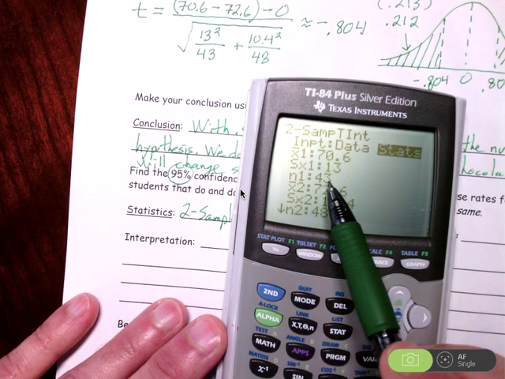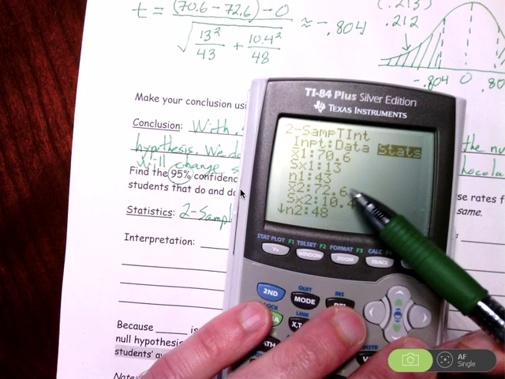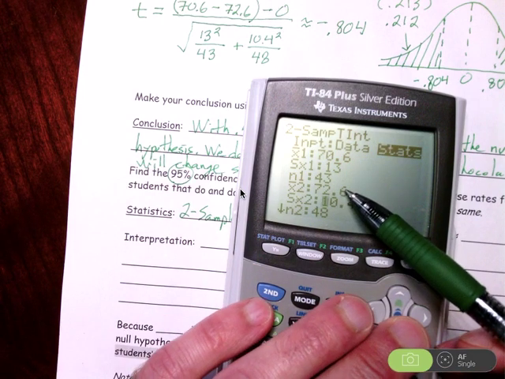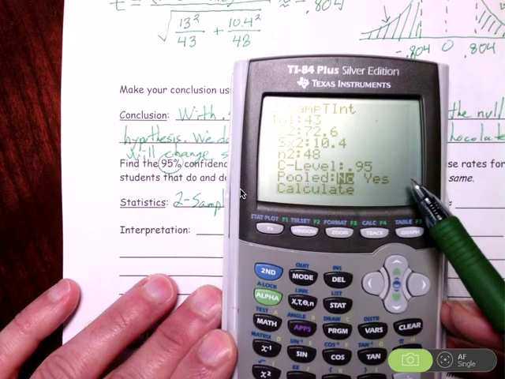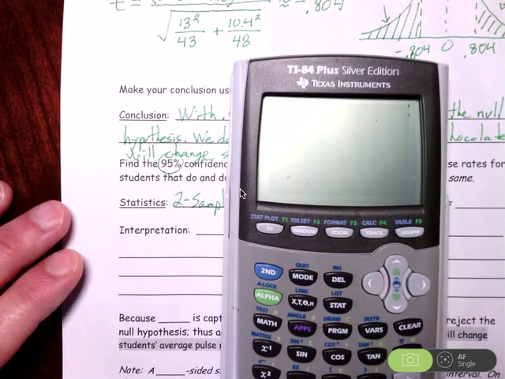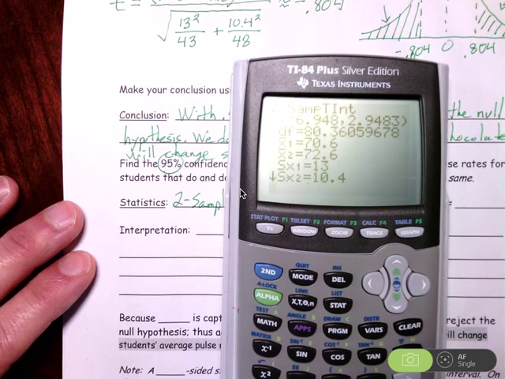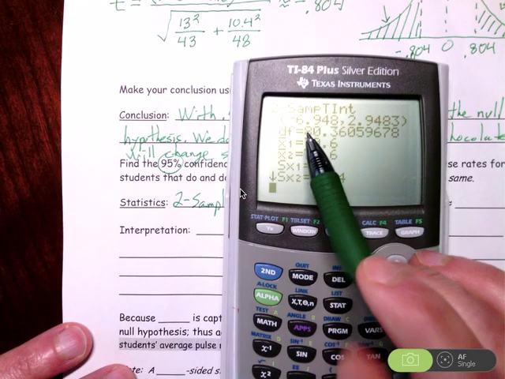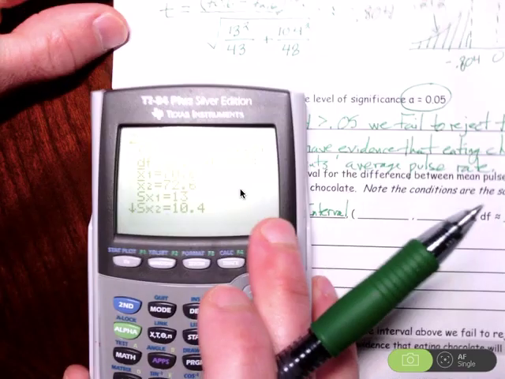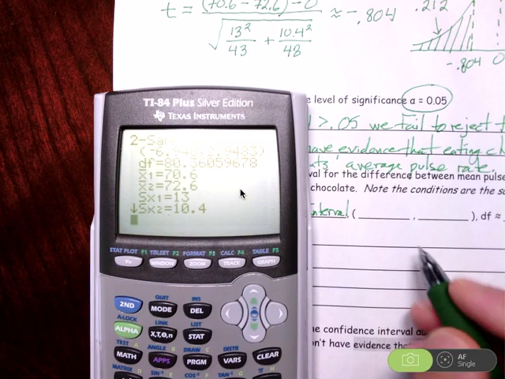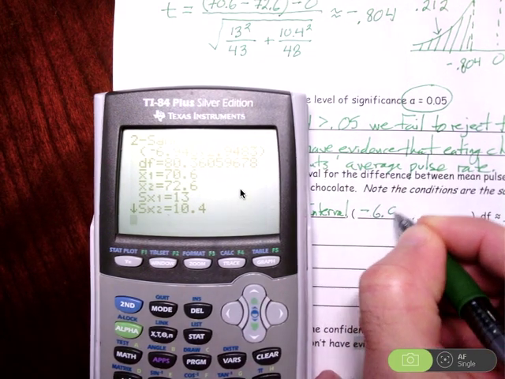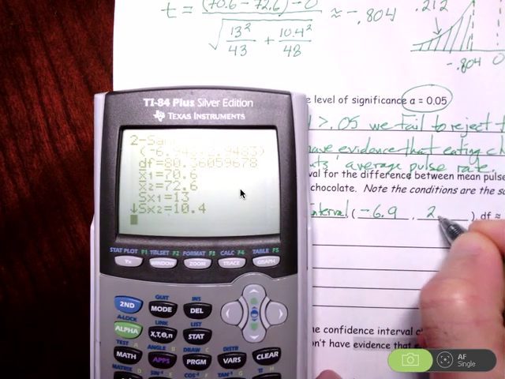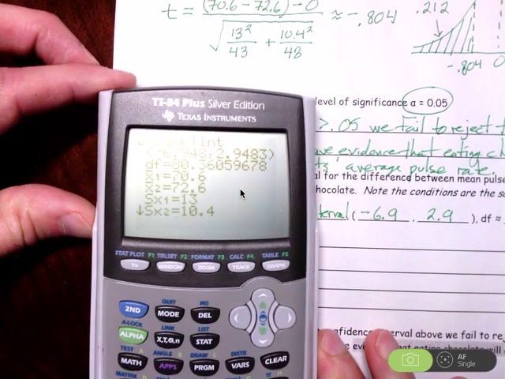So here are the data from the chocolate group. Here are the data from the control group. Our confidence level is 95%. We don't want to pool. So we can simply calculate and we will get our lower and our upper boundaries. So the lower boundary, forgive me, I'll write it here, we'll call that negative 6.9. The upper boundary, we'll call that positive 2.9. I'm just getting that straight from the calculator.